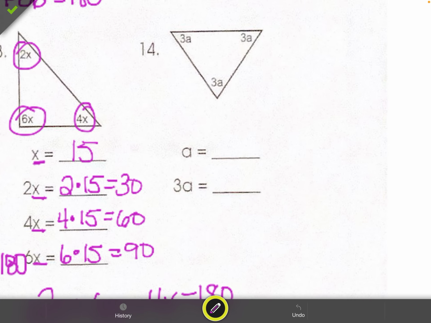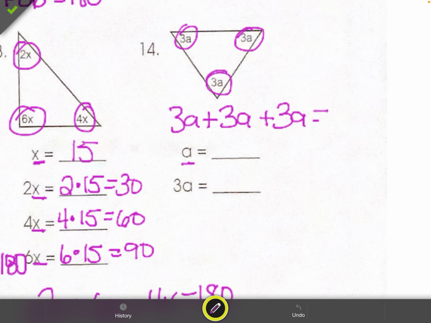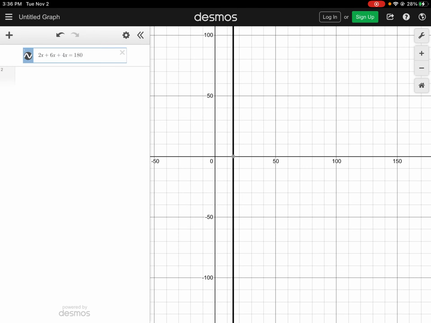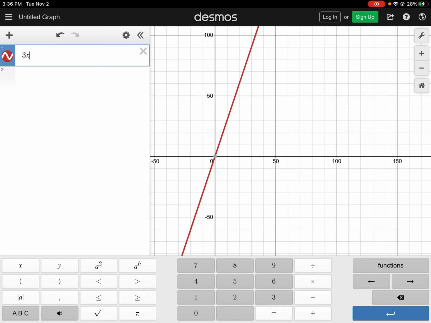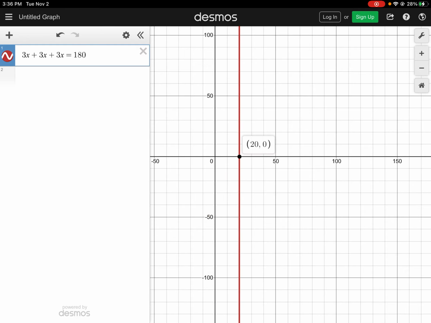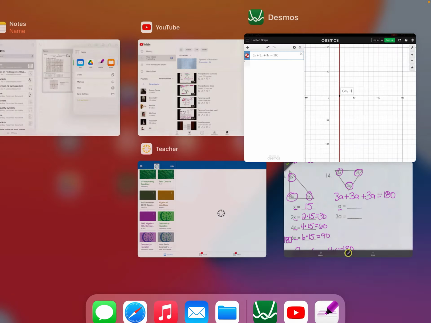All right, last one. We want a and 3a. So we got to figure out a first. So we got to set up our equation. 3a plus, what's the next angle? 3a plus, what's the third angle? 3a. The three angles have to add up to 180. Not worried about doing the algebra, gonna let Desmos do that for me. So I come over here and type it in with x's. Equals 180. Double tap. So x is 20.